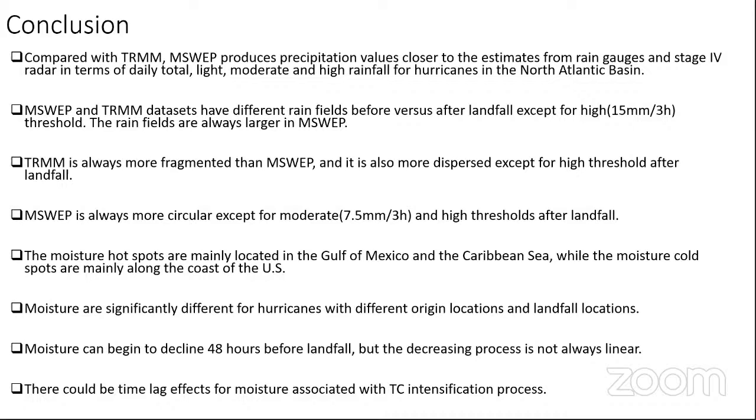The moisture hot spots are mainly located in the Gulf of Mexico and the Caribbean Sea, while the moisture cold spots are mainly along the coast of the United States. Moisture is significantly different for hurricanes with different origin locations and landfall locations. Moisture can decline 48 hours before landfall. However, the decreasing process is not always linear. There could be time lag effects for moisture associated with the TC intensification process.